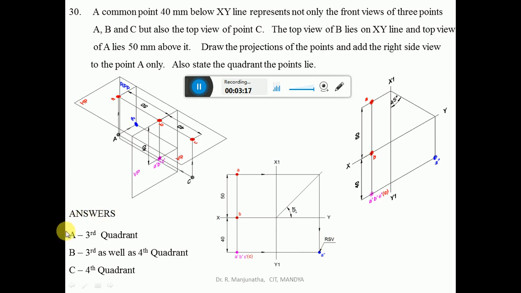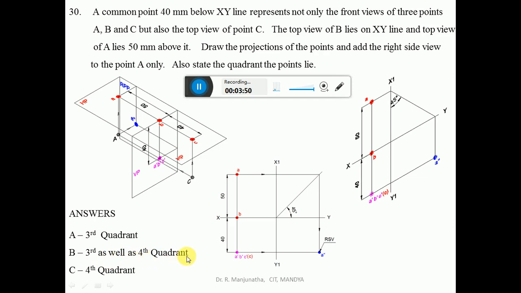So the point A lies in third quadrant. So now the point C here, both the front and top view are below XY line. So obviously that will be in fourth quadrant. So capital C will be in fourth quadrant. Now we'll come to the point B, because the point B is on XY line in one view. If the point B comes below XY line, then it becomes fourth quadrant. If it goes above XY line, then it becomes third quadrant. So the point capital B lies in third as well as fourth quadrant.